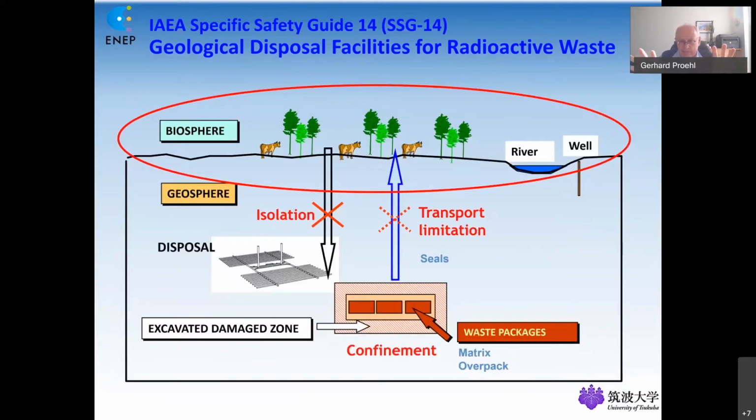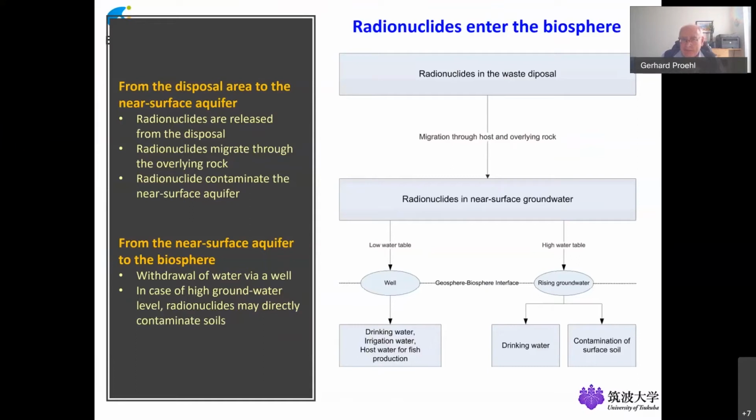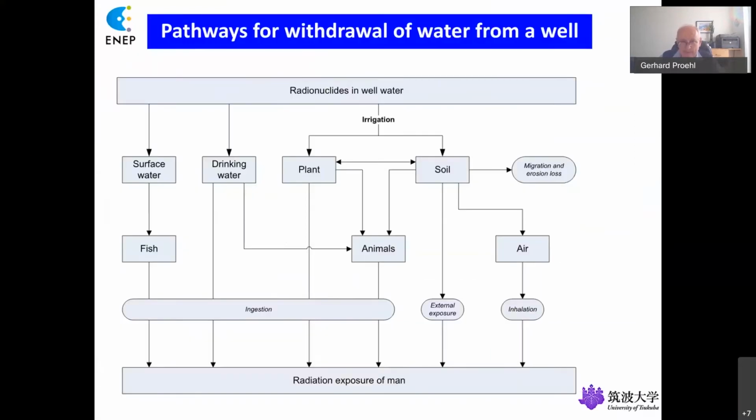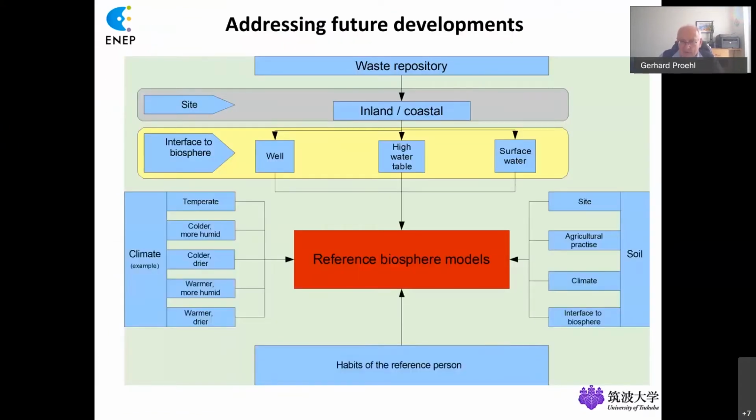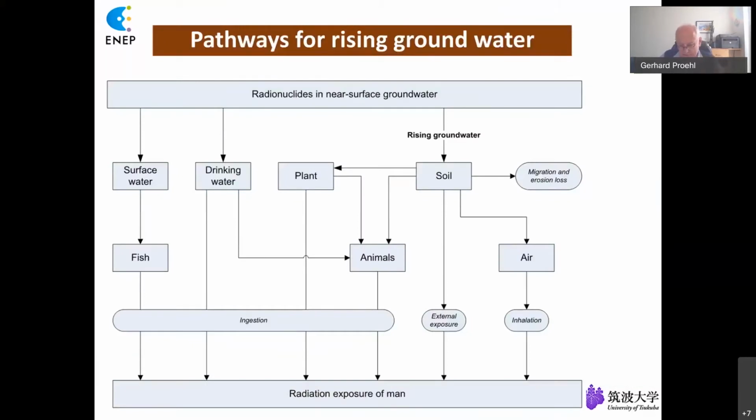So what you have seen here is we have to make an assessment for the geological disposal facility, and we look at the interface to the biosphere; we don't deal with the rest of the system. Just to remember this graph, it shows you the path from radionuclides in the waste disposal via the near-field and groundwater to the well, or to the scenario of rising groundwater. This is just a reminder of the pathway of withdrawal of water from a well, and for rising groundwater. And this was for current conditions.